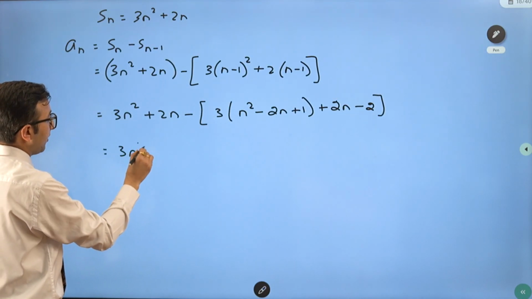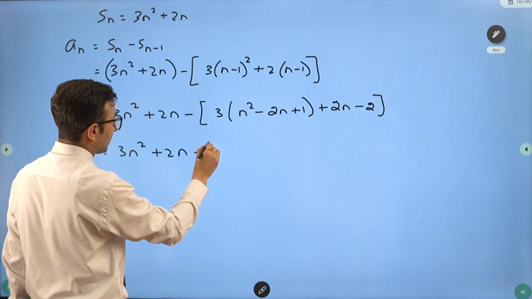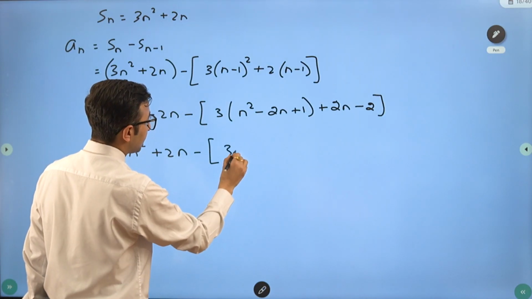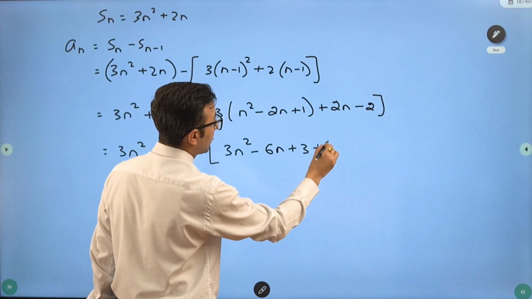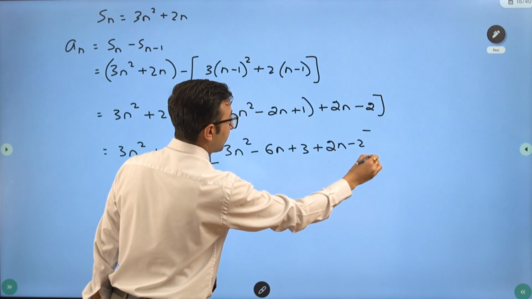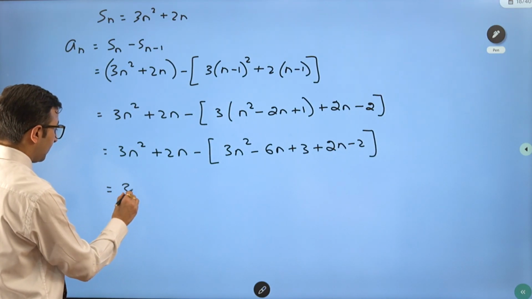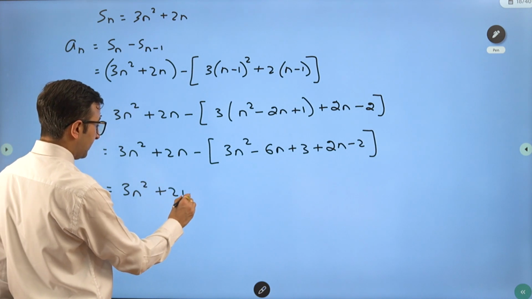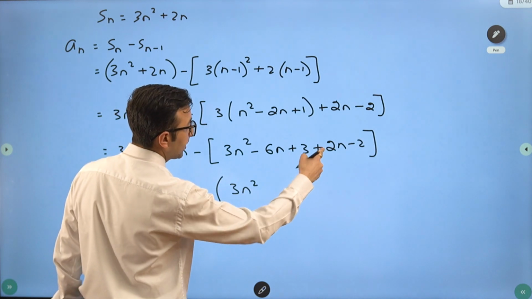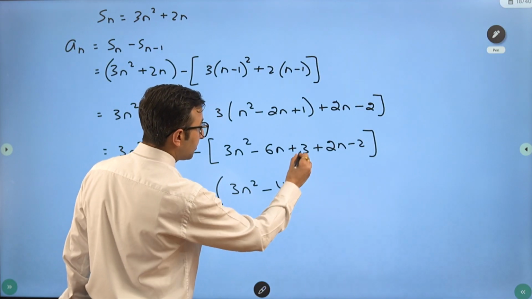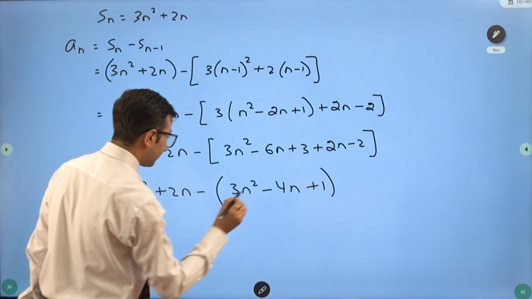So 3n square plus 2n minus 3 into n square, 3n square minus 3 2s are 6n plus 3 1s are 3 plus 2n minus 2. So this is equal to 3n square plus 2n minus, we can simplify this part also, 3n square minus 6n plus 2n will be minus 4n, 3 minus 2 is plus 1.